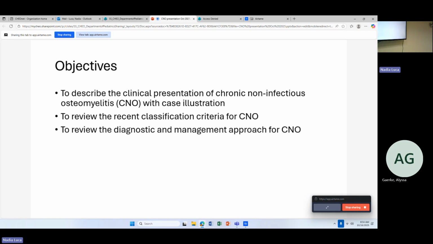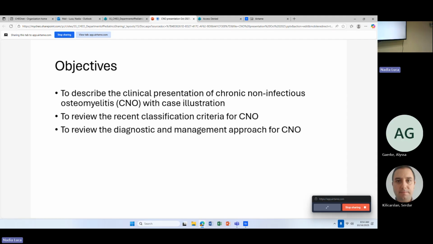Okay. So hi everyone. I'm Nadia. I don't know if everyone would have interacted with me. I'm one of the rheumatologists. I've been at GEO for about 3 years now. I was asked very specifically to give a talk on CRMO or CNO. So that's the focus of the session today. And if there's time afterwards, if you have any other burning rheumatology questions, happy to try and answer those.